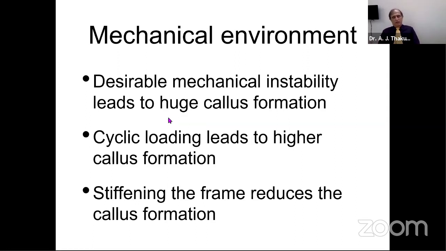Like when we tell patients to put their foot on a weighing machine and apply a regulated load of a few kilos several times a day, it is cyclic loading. If he is walking with partial weight bearing, it is cyclic loading. And this will stimulate the bone formation. But if you make the frames very tight by tightening the nuts, then it will reduce the movement at the fracture site and less callus will be formed. So overall, one requires some movement at the fracture site to get a callus. And seeing callus is our greatest desire when we apply external fixator healing.